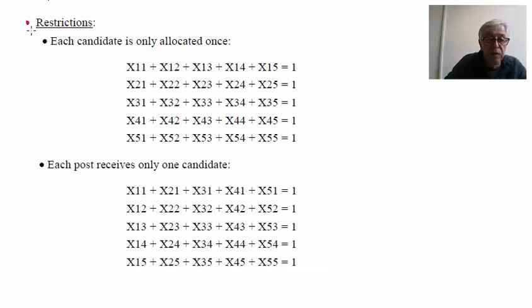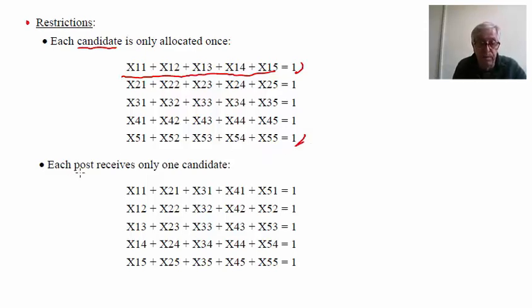Let's consider now the restrictions, and let's start with the candidates. So each candidate can be allocated once. So adding the variables in the decision matrix lines, we obtain the assignment of each candidate. And each candidate can be assigned only once. So for each candidate, we have a similar relation, which is obtained simply by adding the lines of the decision matrix and assigning to the result the value 1.